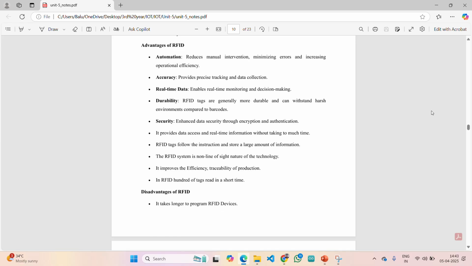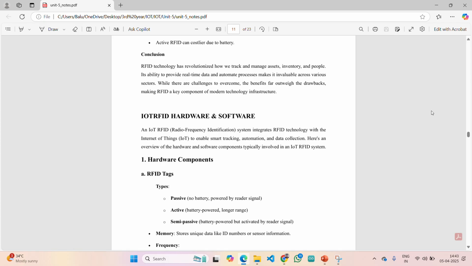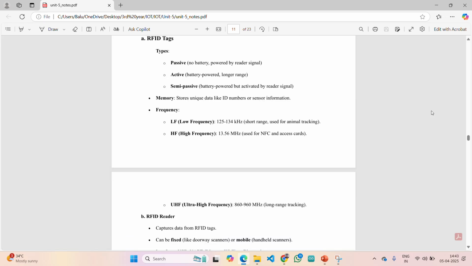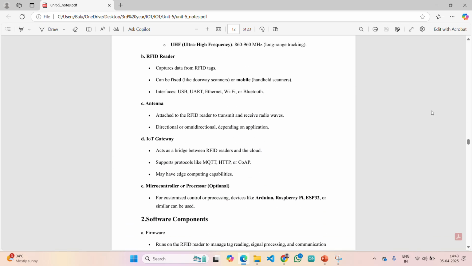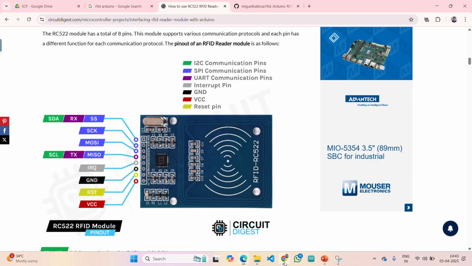Yeah, these are all the advantages. Now we need to study about IoT hardware and software. RFID tags I explained. Now coming to the RFID reader, this one we need to study. Let me open the picture. Yes, this is the RFID reader, guys.